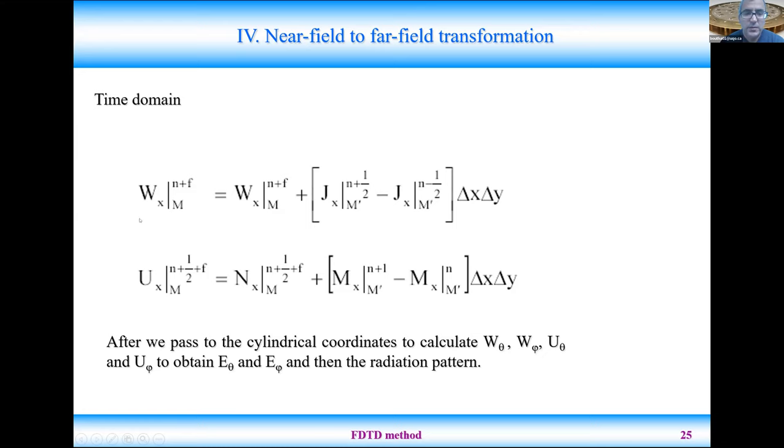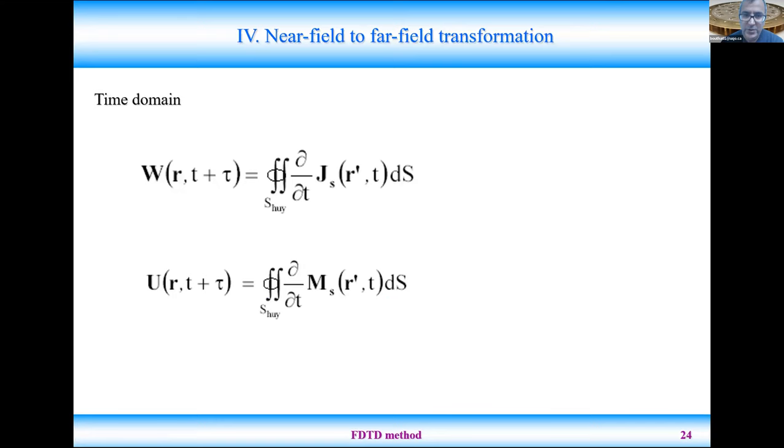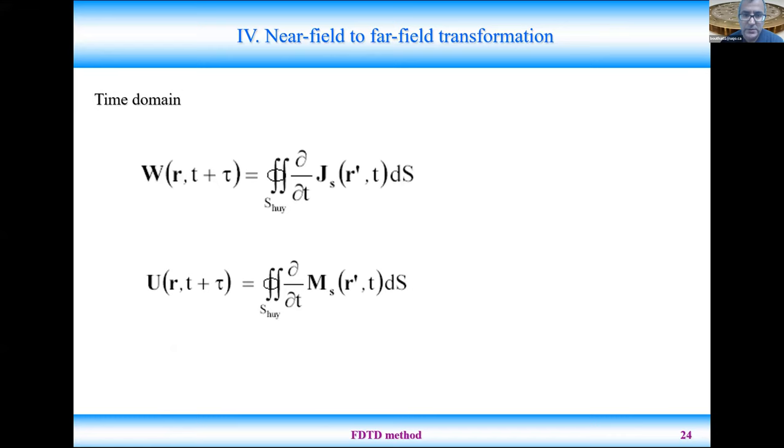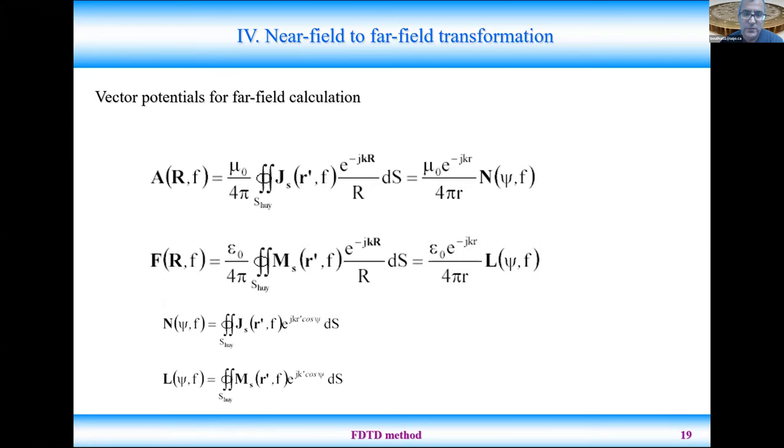So after we get omega x, u x, and all the values in the Cartesian coordinates, we calculate omega theta, omega phi, and u theta and u phi. And then from that, we can get e theta and e phi. And e theta and e phi can be used to get the radiation pattern. So I hope this was clear enough. Do you have any question? So I explained the main principles, but I didn't go into all the details, for example, the last one here. But I think I explained the main principle and the main tool that have been used to resolve this problem.